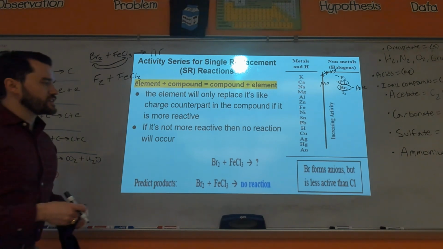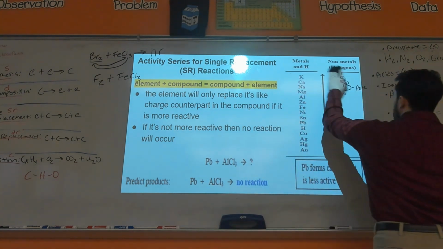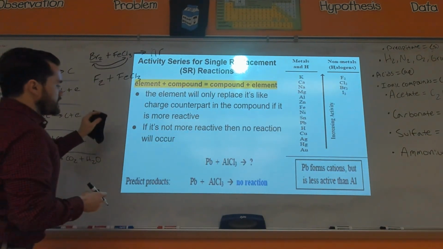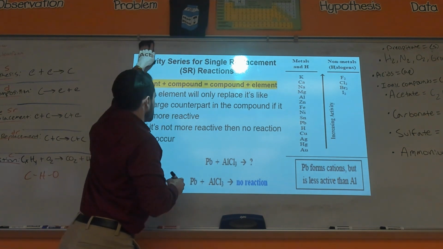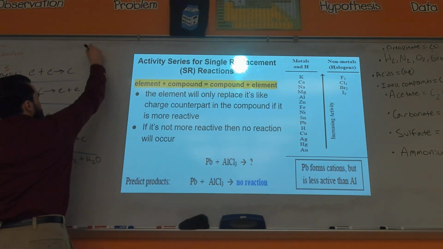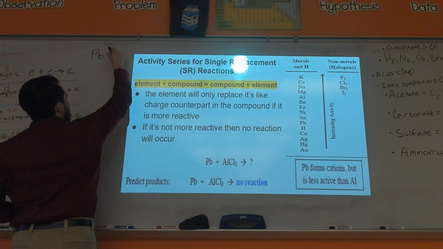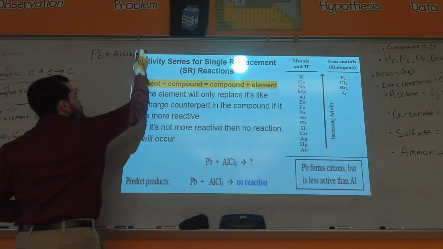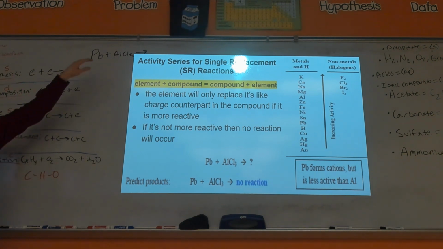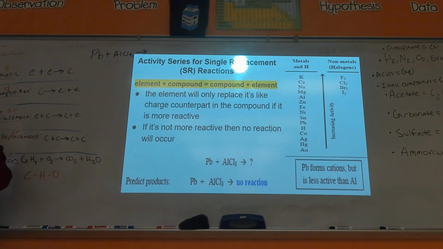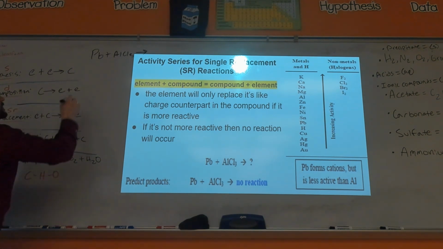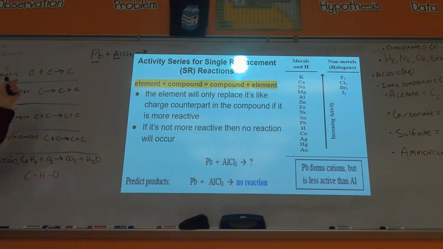Okay? So let's look at another example here. So here they're giving us, I'll write a little bit bigger up here, Pb plus AlCl3. So the first step is, look at the thing by itself. So lead, that's the element by itself. Ask yourself, does that thing by itself give it a positive charge or a negative charge? What kind of ion does it form? So lead, does it form a positive charge or a negative charge? It'd be positive, right? So lead is competing with the other thing that forms a positive charge, aluminum.